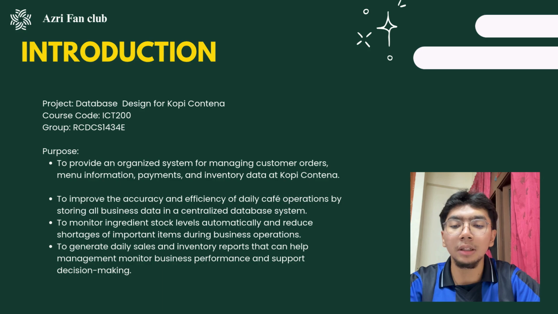So the purpose of this database design is, first, to provide an organized system for managing customer orders, menu information, payments, and inventory data at Copy Container. The second one is to improve the accuracy and efficiency of daily cafe operations by storing all business data in a centralized database system. The third one is to monitor ingredient stock levels automatically and reduce shortage of important items during business operation. And the fourth one is to generate daily sales and inventory reports that can help management monitor business performance and support decision making.